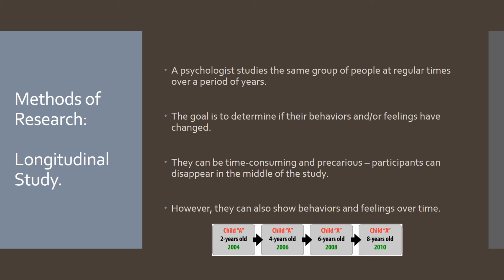And I put a picture down here so you can see we have child A. So we might ask the child in 2004 when they're 2 years old. We might ask them again when they're 4 years old, and so on and so forth. We do it in a set number of years, so you can see it goes every 2 years. And we would see how the child or the person's opinions or feelings change.